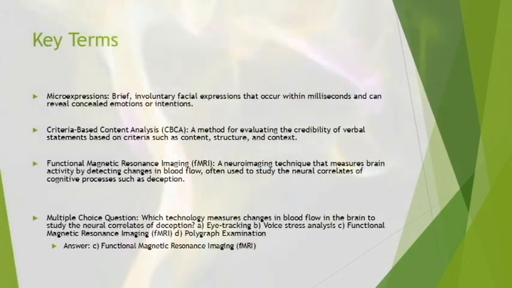And our question for this week: what is the technology that measures changes in blood flow in the brain to study the neural correlates of deception? Well, I already mentioned that, and you should know that that is the functional magnetic resonance imaging, the fMRI.